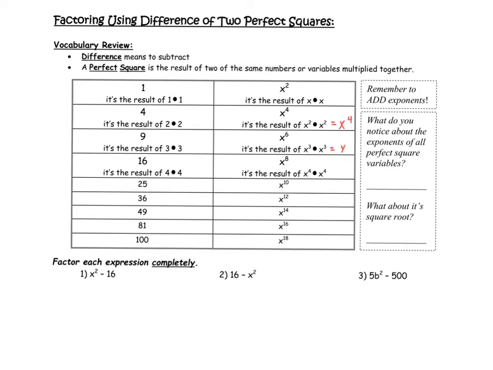Same thing here. We keep the base, add the powers, we get x to the sixth. Same thing here. X to the fourth times x to the fourth, we keep the base, add the powers, we get x to the eighth. So when we're solving, we want to make sure we remember to add our exponents, and I want you to just look at a few things. What do you notice about the exponents of all these perfect square variables? X squared, x to the fourth, x to the sixth, x to the eighth, x to the 10th. You should be realizing that they are all multiples of 2.